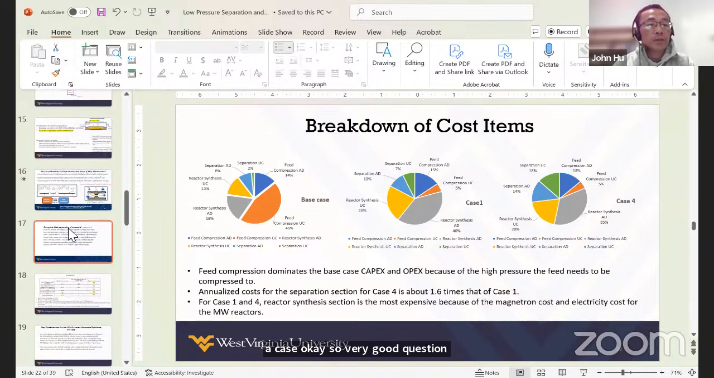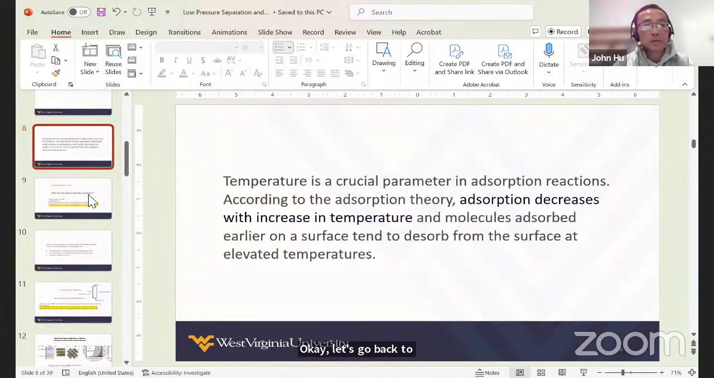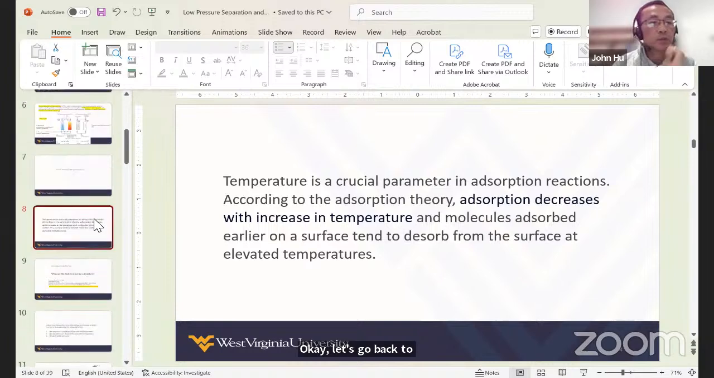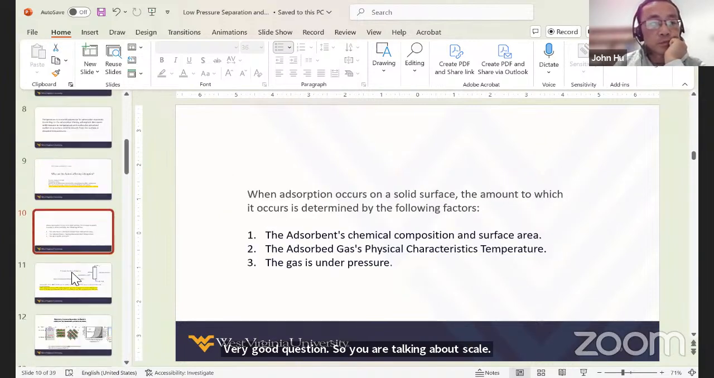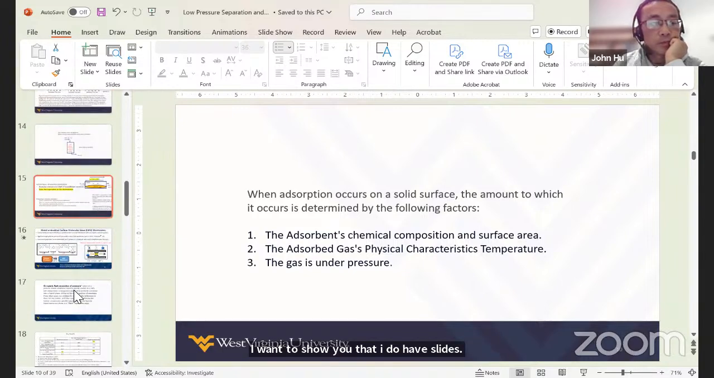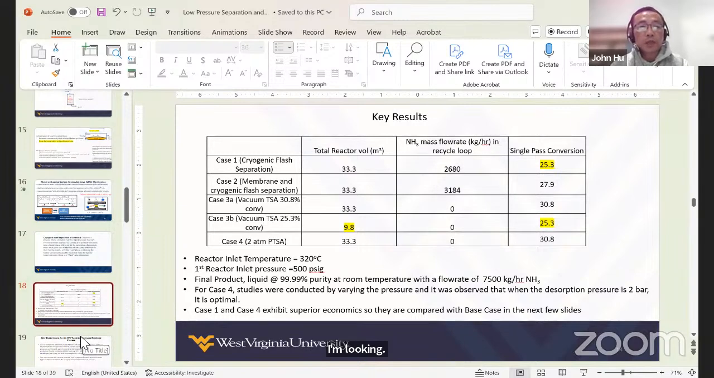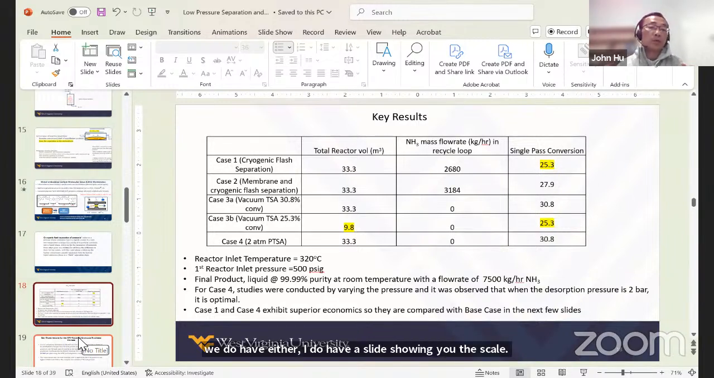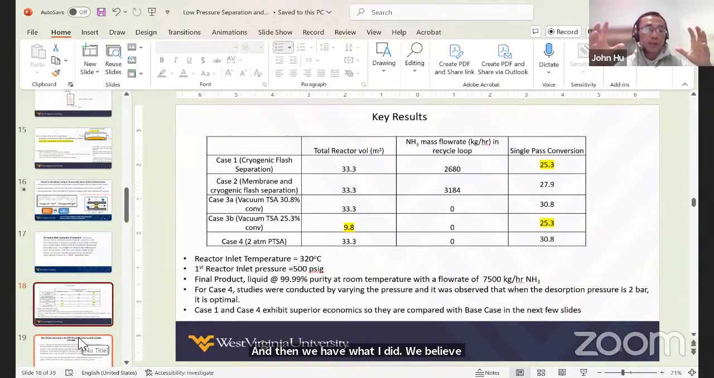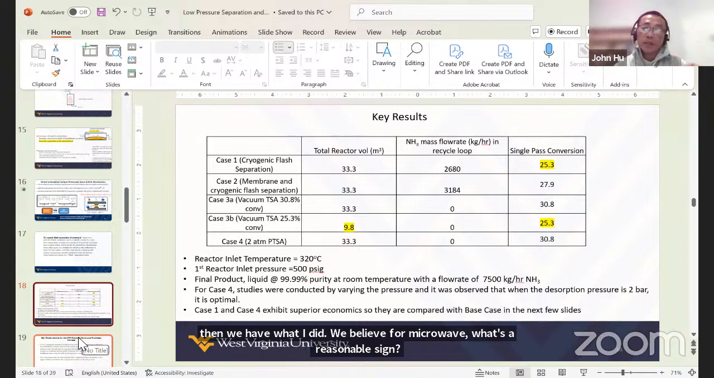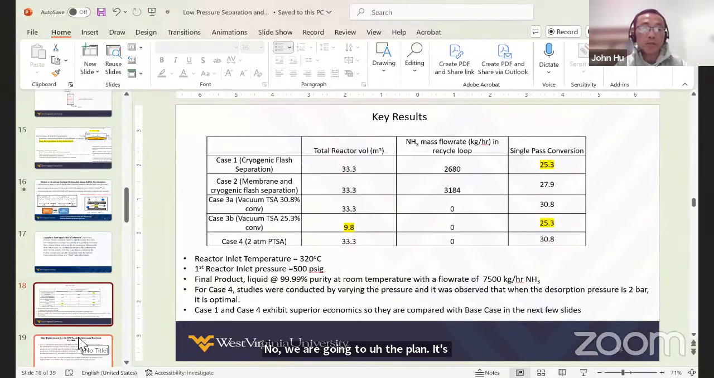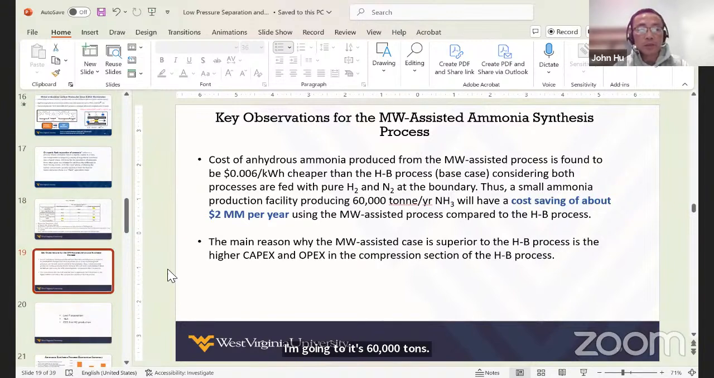Okay, let's go back. Very good question. So you are talking about scale. I want to show you that I do have slides. I'm looking. Slide number 18. Hello, can you hear me? Yeah. So basically, I do have a slide showing the scale. We are not analyzing laboratory scale. We basically use laboratory data for microwave, and we believe what is a reasonable size that we are going to plan. It's not going to be the Haber-Bosch 1,000 ton per day, but a reasonable size. I think it's 60,000 ton, but I want to look for the slide and make sure. Here we go.